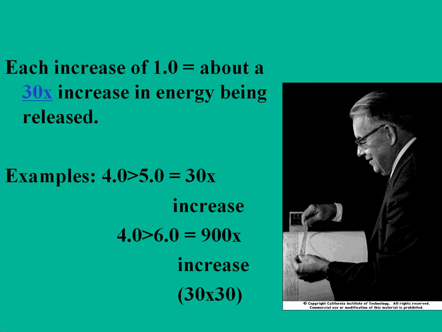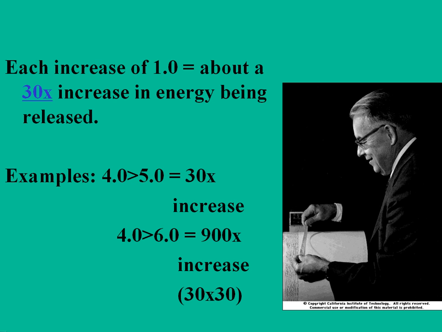Now, there's a different way of looking at it too. Each increase of 1 is also equal to a 30 times increase in energy being released. So now if we go from a 4 to a 5, it's 30 times more energy being released. You go from a 4 to a 6, it's 900 times more energy being released.